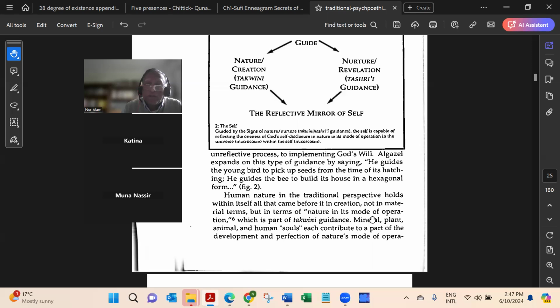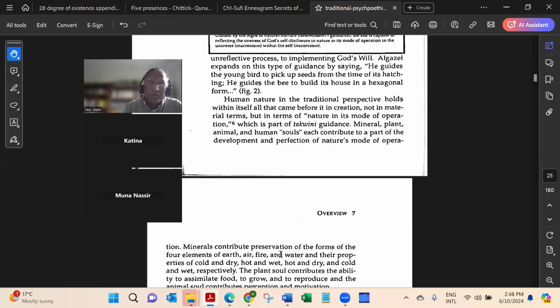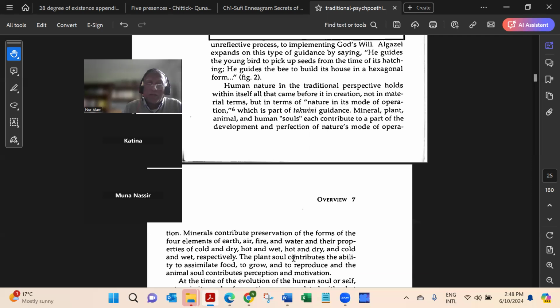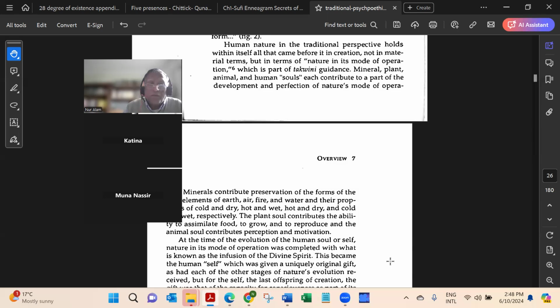which is part of taqwini guidance. Mineral, plant, animal, and human souls each contribute to a part of the development and perfection of nature's mode of operation. Minerals contribute preservation of the forms of the four elements: earth, air, fire, water, and their properties, cold and dry, hot and wet, hot and dry, cold and wet, respectively. The plant soul contributes the ability to assimilate food, to grow, and to reproduce, and the animal soul contributes perception and motivation.